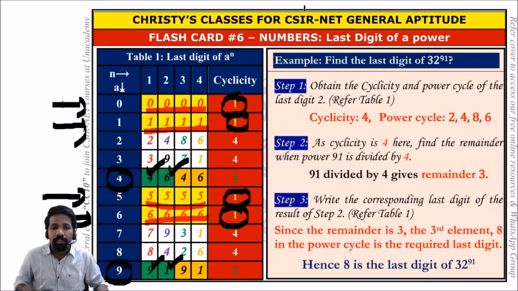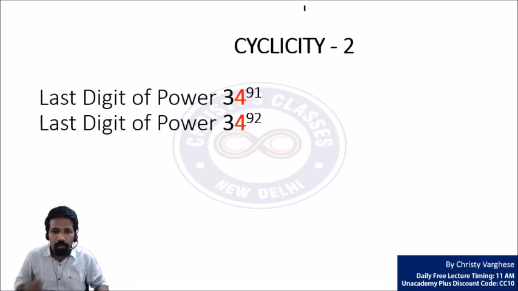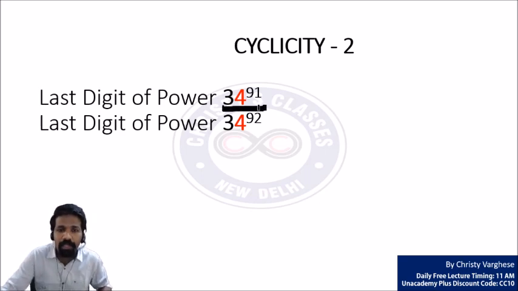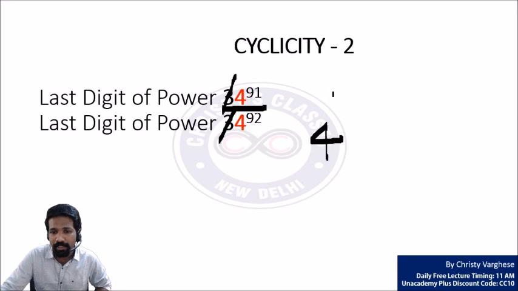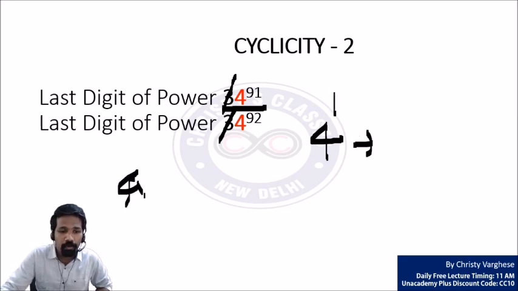Now if the cyclicity is 2, it is not that simple. You have to take 2 cases. For example, I am starting with the example of 34 raised to 91. When you see it, I told you this 3 does not matter because that is the m part. Only the last digit, 4, matters. Now you have to understand the power cycle of 4, how 4 behaves in terms of the last digit of powers. 4 raised to 1 is 4. 4 raised to 91 means what? 4 into 4 into 4, 91 times.